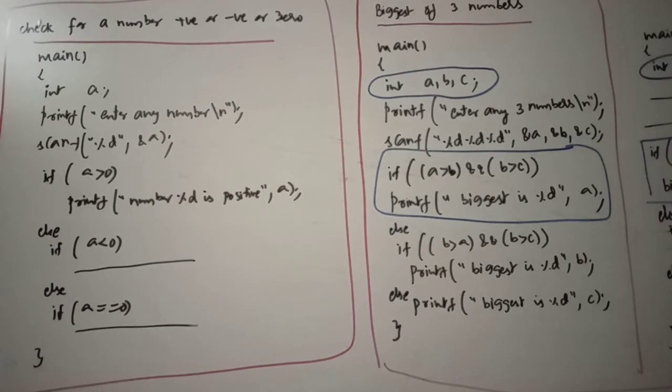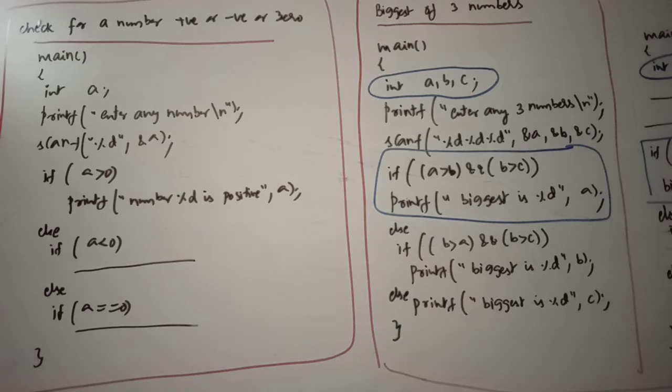Look at the program. If else if ladder. Check for a number positive or negative or 0. How can you say number is positive? Anything greater than 0 is positive, less than 0 is negative, and equal to 0 is 0.